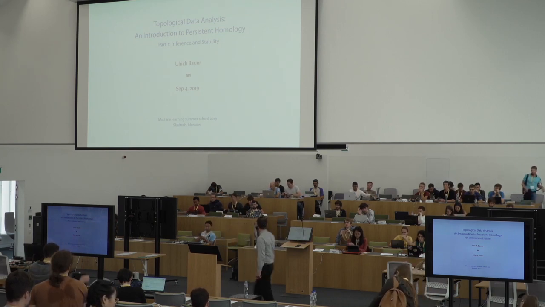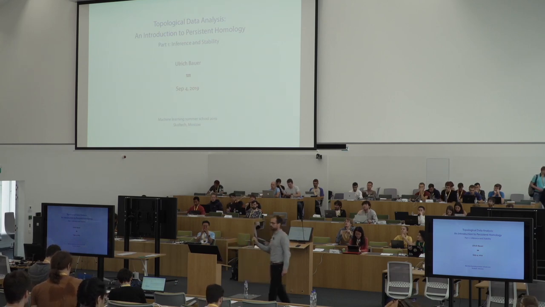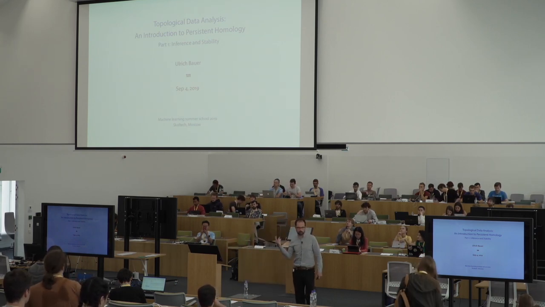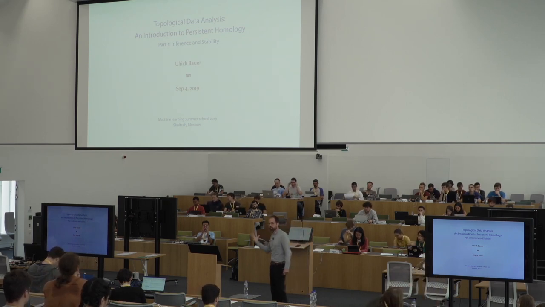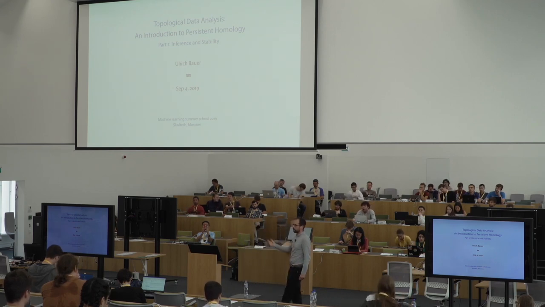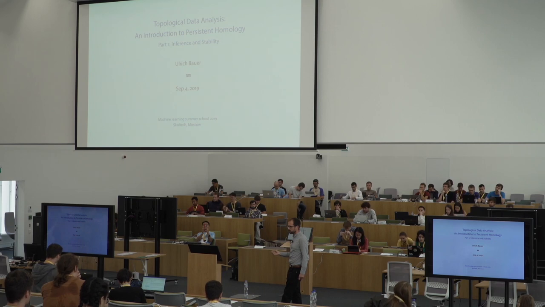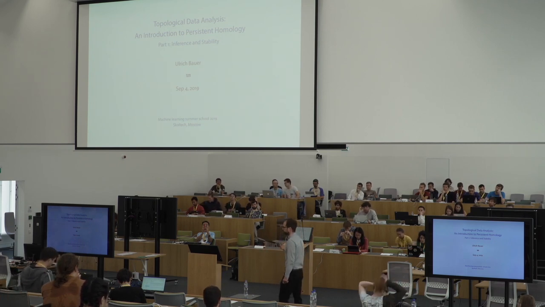So if you look at the slides here, part one says inference and stability. Maybe I'll say a few words about this. So inference, you know this from statistics. We're trying to infer the property of a shape from a sample. That's one of the goals of a topological data analysis. Persistent homology is the tool that allows us to do this kind of inference.